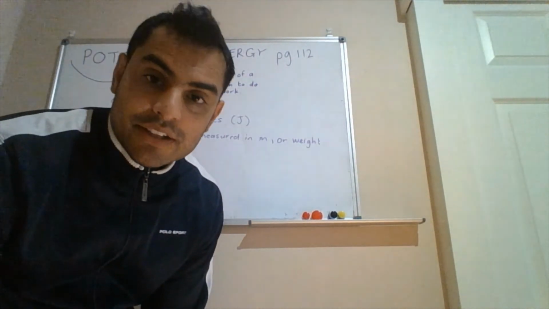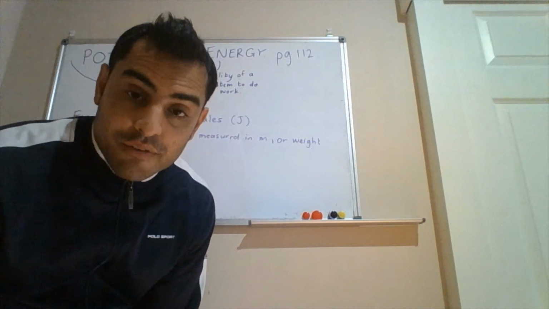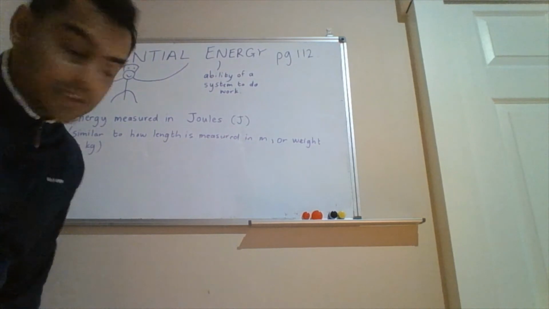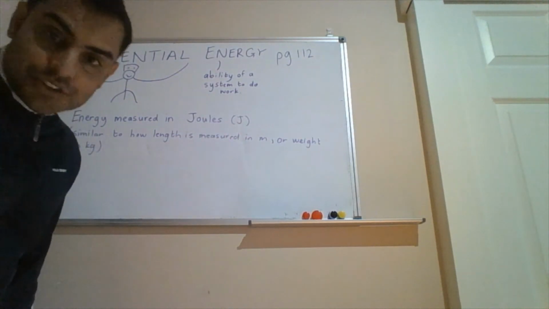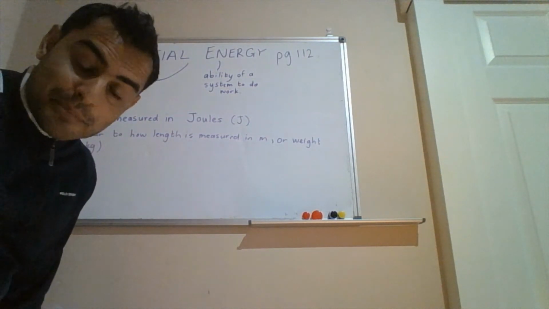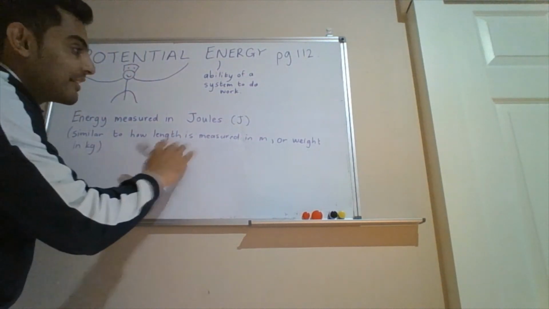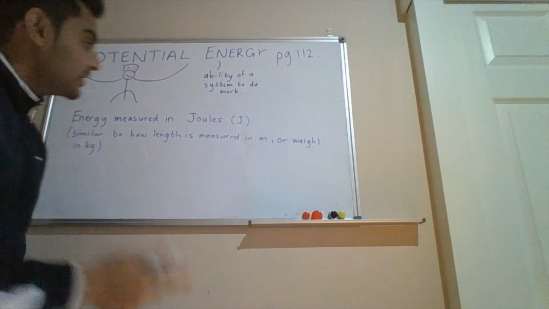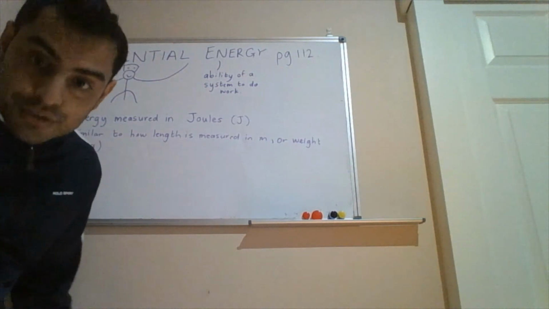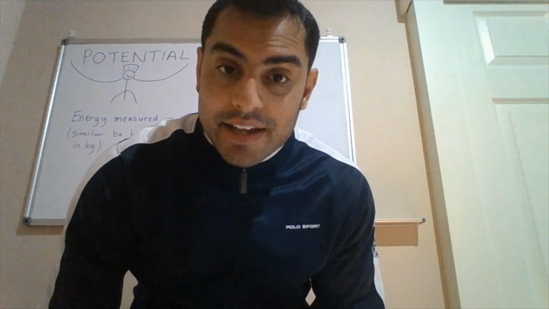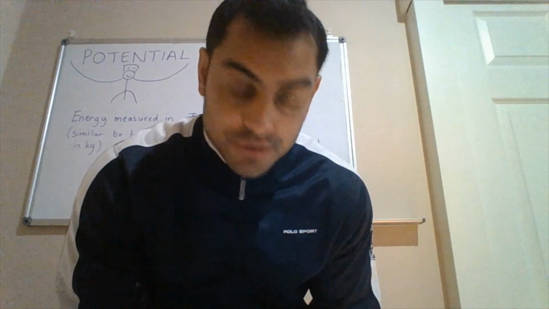So lastly, we need to speak about the metric unit for measuring energy. Energy is measured in joules, and that's given by a capital J. This is similar to how we get other metric units. For example, length is measured in meters, or weight is measured in kilograms. So energy is just measured in joules. We can commonly find this concept of joules when we're looking at food labels for the various food products.